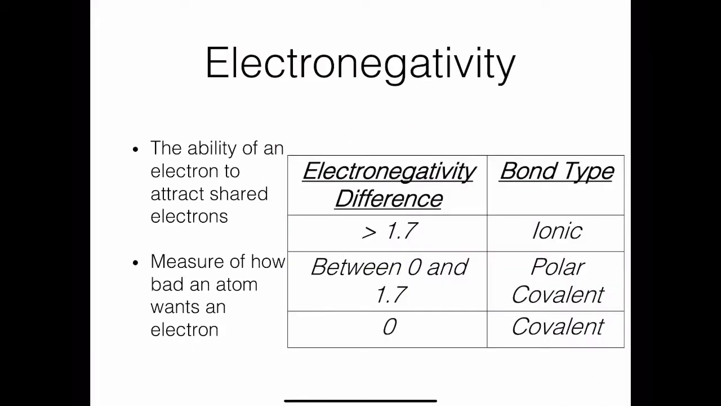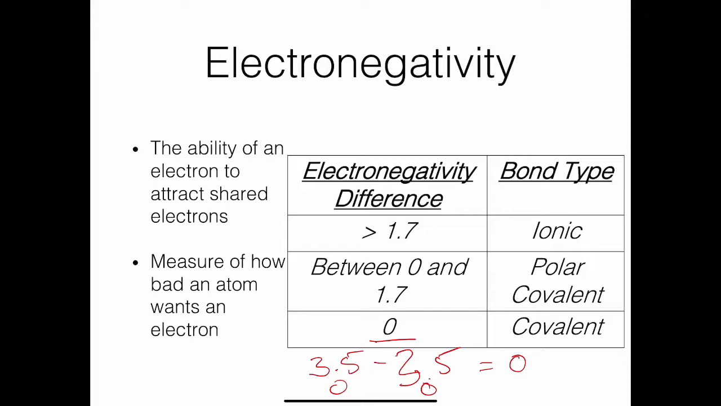Now, in general, we can assign electronegativity differences to different bond types. So, zero electronegativity difference refers to a purely covalent bond. Oxygen's electronegativity, if we take a look back at that slide, is 3.5. And if I have another oxygen, so I have O and O, 3.5 minus 3.5 gives me zero electronegativity difference. Zero electronegativity difference is a purely covalent bond. There is no one atom that wants to share those electrons any more than the other one does.